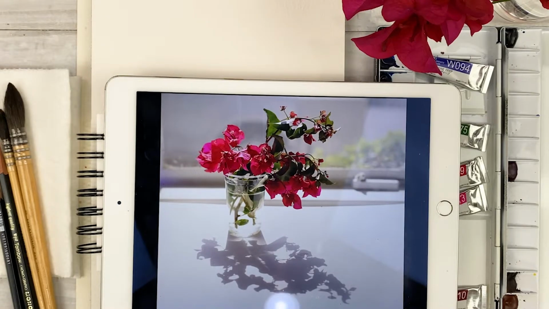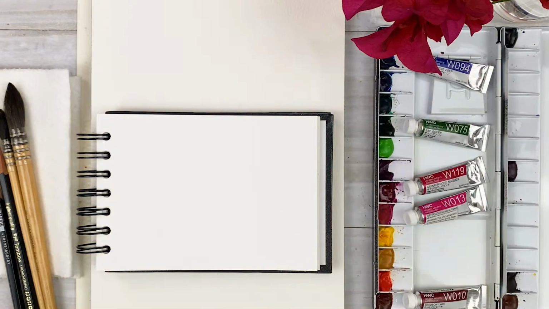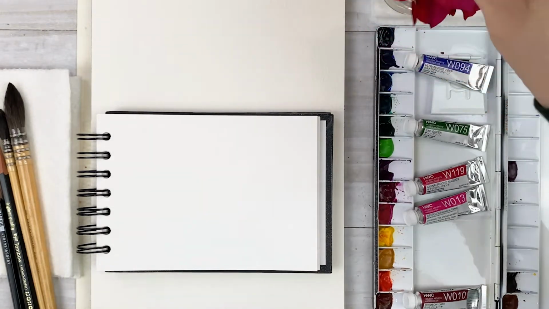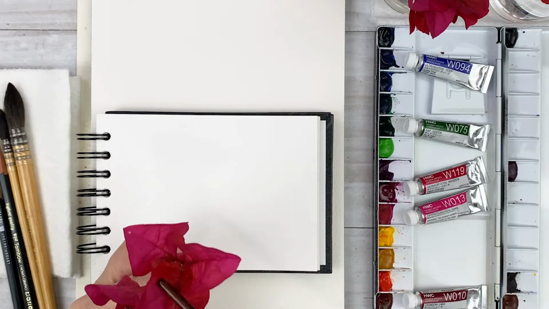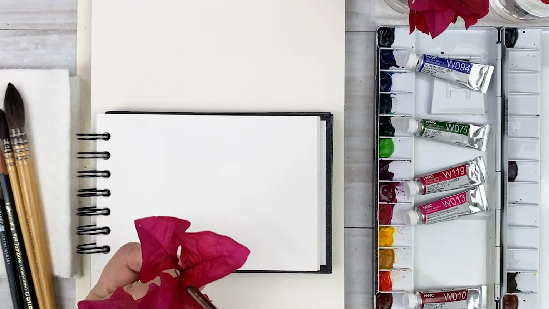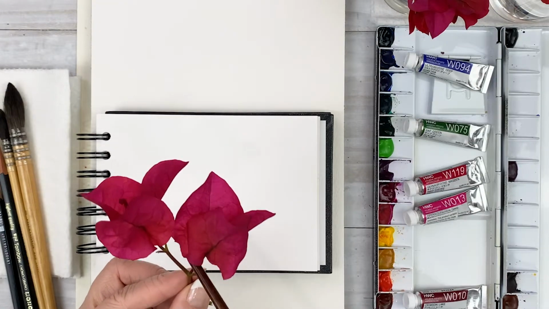Okay, so this flower is bougainvillea. Okay, look at this flower: it is 3 petals gathered to make one flower.